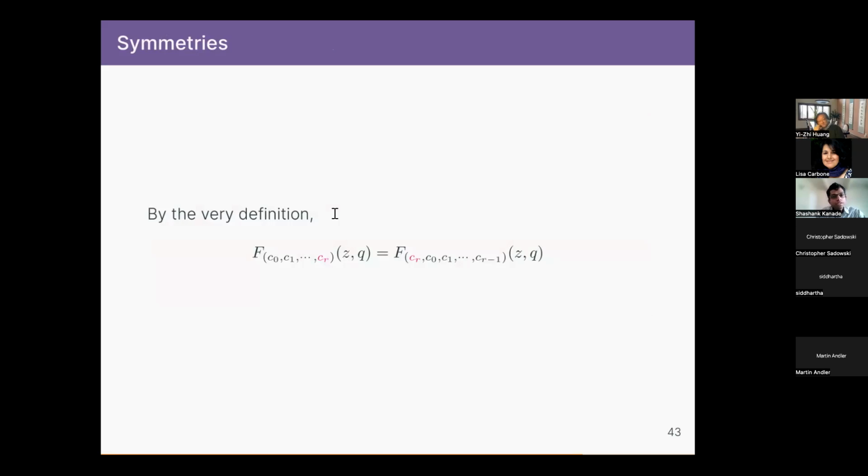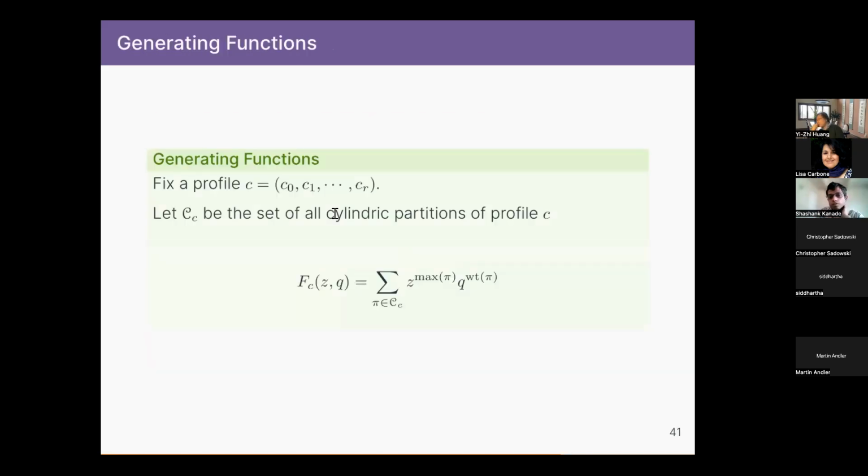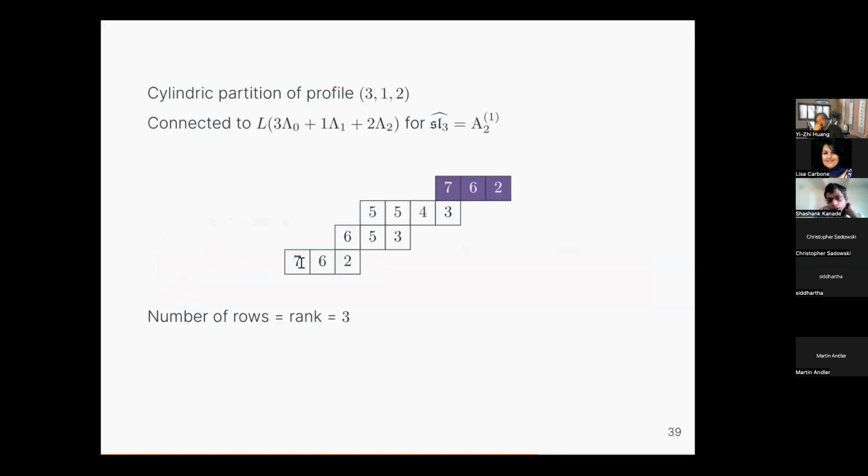Okay, so these partitions have a really nice symmetry. Shashank, could you go back a couple of slides? I missed, Z is the max of pi. Yeah, maximum part. So what is pi? Pi is a set of cylindric partitions. And what is max of pi? What does that mean? Oh, it's just the maximum part. So 7 is the maximum part here. I see.